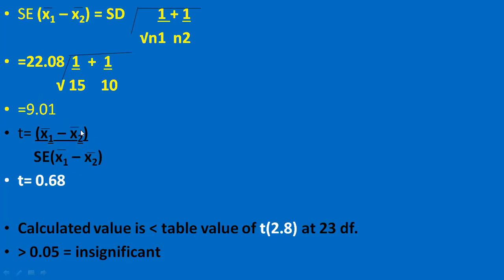Now write down the formula for t, write down the difference, and then write down the standard error of difference between two means and calculate the t value. So calculated t value for this example is 0.68.